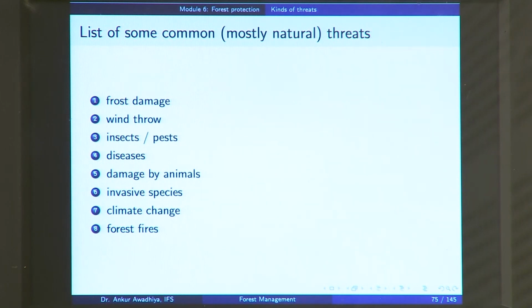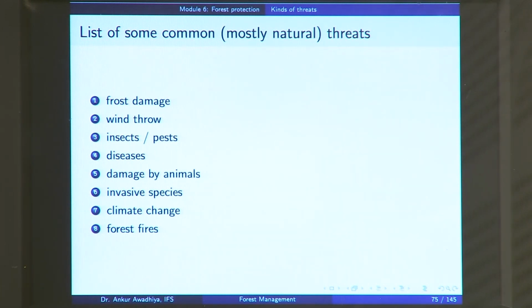So, there are several threats that are constantly being faced by the forest. These threats can be natural threats or they can be man-made threats. Now, here is a list of the mostly natural threats that are commonly found in the case of forests. So, you can have frost damage. Now, what is frost damage?